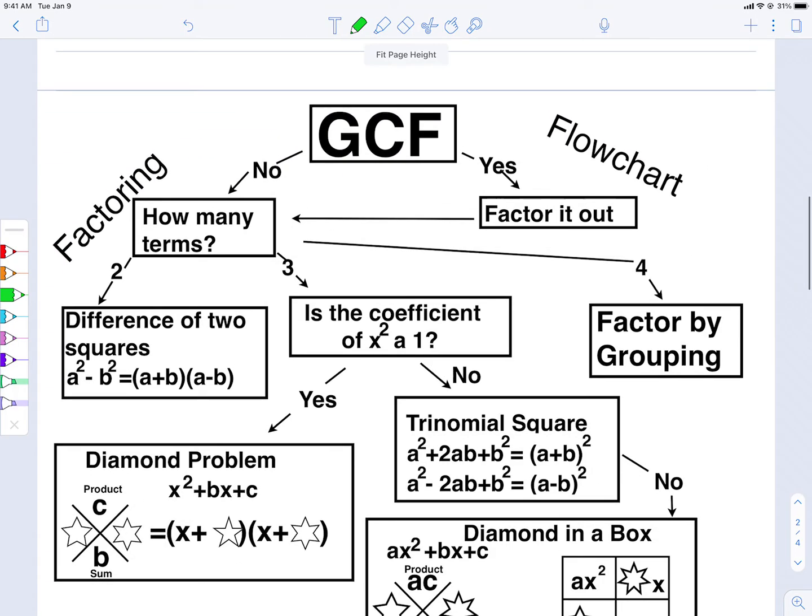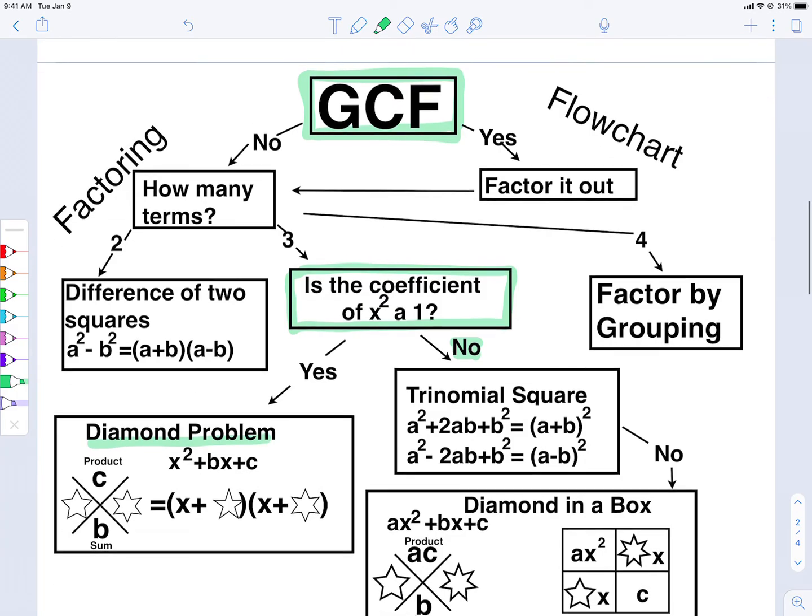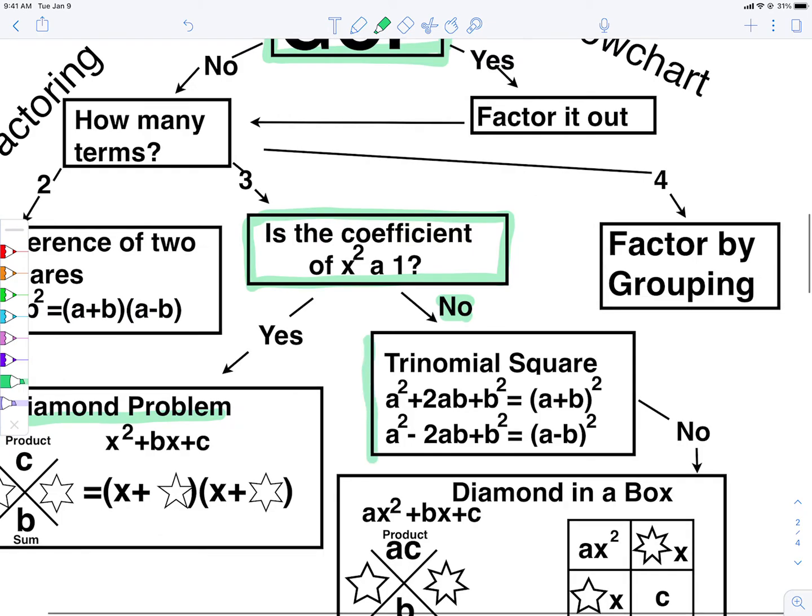As a little reminder on your factoring flowchart, we always start off with our GCF. So first double check to see if there is something that they can all be divided by. Once you've done that, we're getting to the question of, is the coefficient of x squared a 1? We've done our diamond problems, but now we're getting into where it is no. You can actually have trinomial squares where the coefficient of x squared is a 1, but those can also be done as diamond problems. For the purpose of today, we are just going to be focusing on a trinomial square.